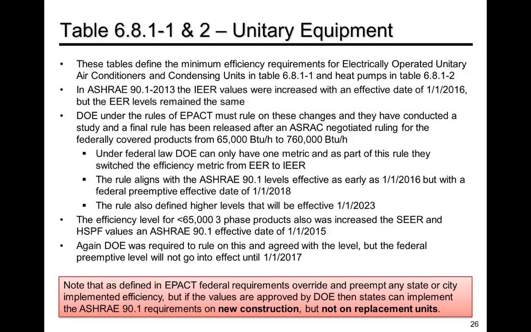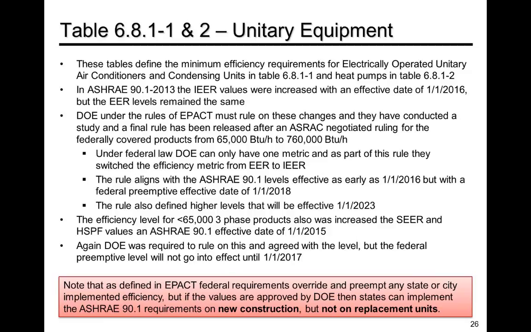But one of the things that DOE did is they said they're only allowed by federal law to have one primary metric, and it was EER. And as part of this rulemaking, they said they're going to change their primary metric from EER to IEER, realizing that's where really the energy savings and the future improvements are going to occur. So they did that. And then what we ended up doing is we came up with 2 levels.